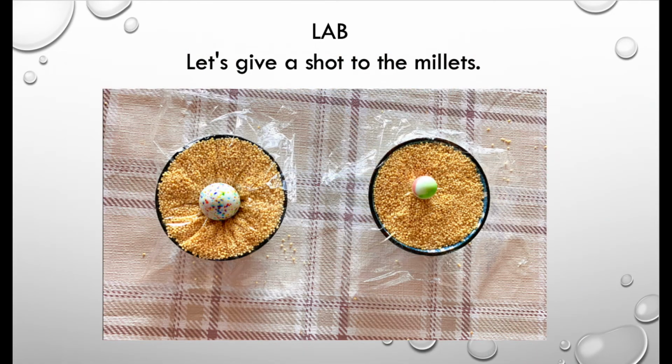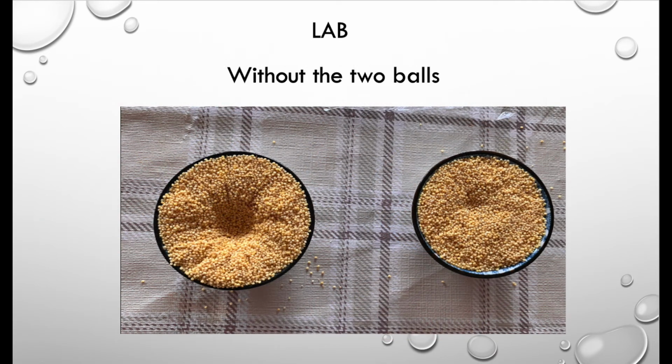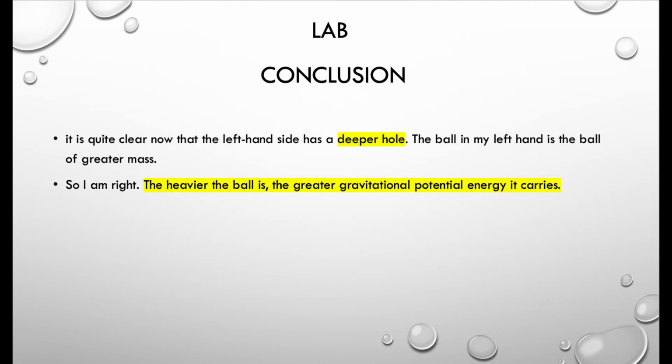Let's give a shot to the millets. What if without the two balls? Conclusion: the heavier the ball is, the greater gravitational potential energy it carries.